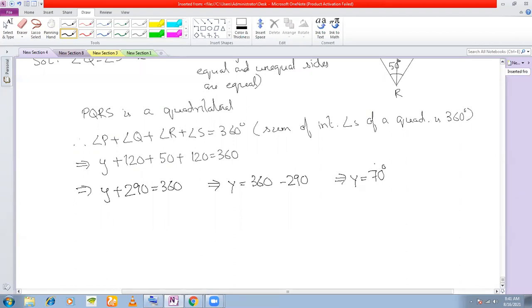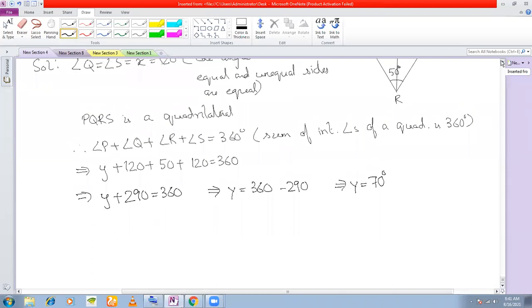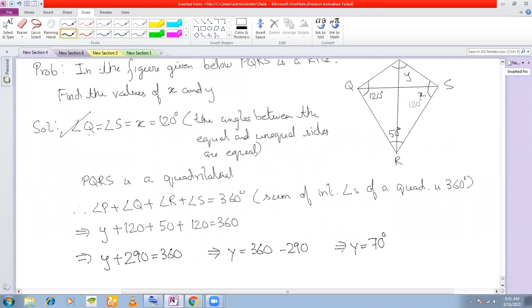You have used only one property of the kite. What is that property? That these two angles are equal. And I am not saying that this is the only way of solving this sum. You can have other ways of solving this sum also. The other ways will be maybe bigger ways. You'll have to write more. But there are other ways also. If you want to use other properties of the kite, you can also use them and find out y. But you will have to write more. Okay. So I'll stop here.